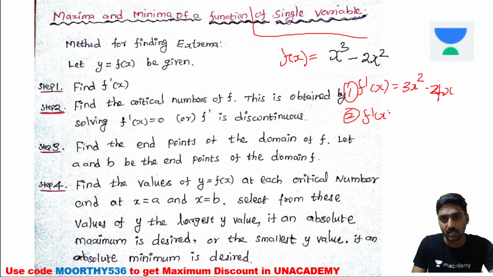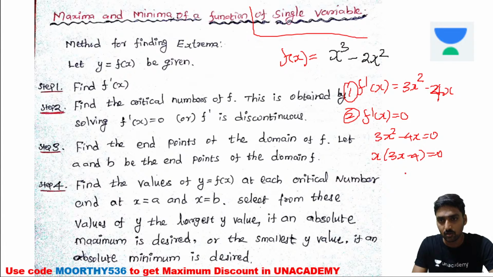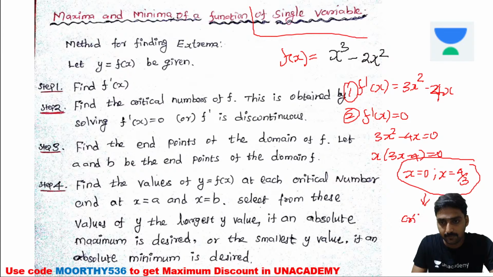The first derivative is equated to 0. While equating the first derivative to 0, 3x square minus 4x is equal to 0. Now take x outside, then we get x into 3x minus 4 is equal to 0. So x is equal to 0 and x is equal to 4 divided by 3. These are the two critical numbers. It's step 2.